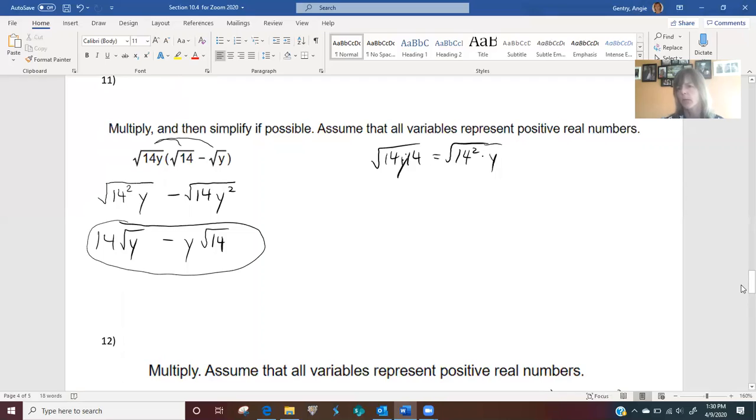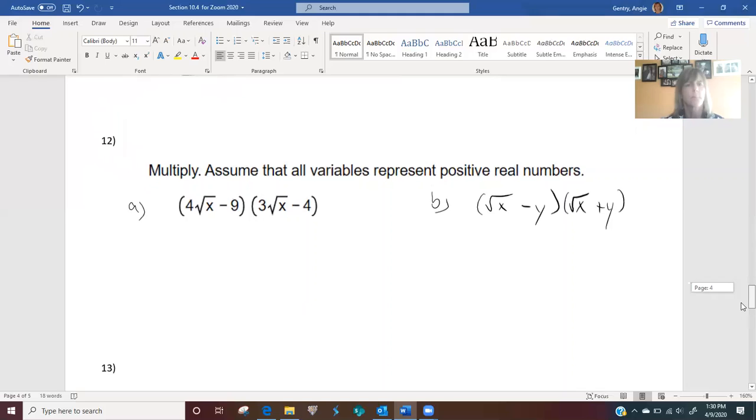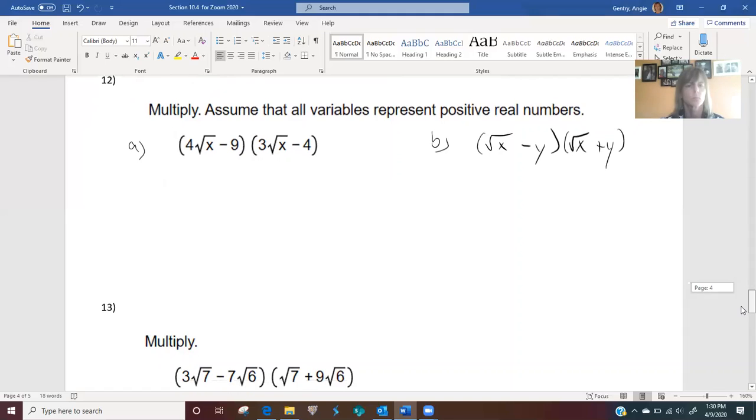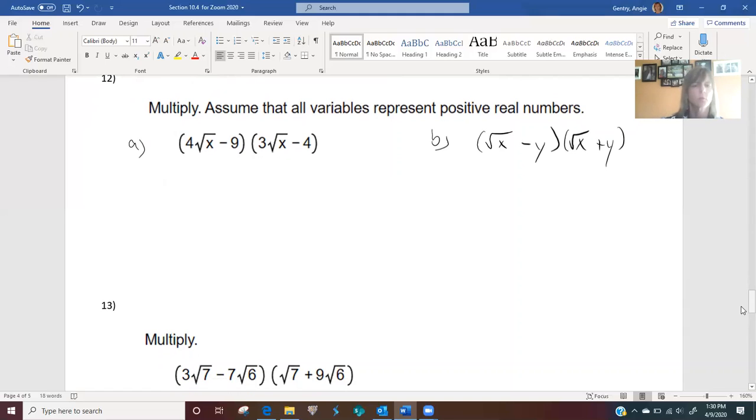Okay, and then I might not do them all, but we'll see what this looks like. Which one of these do I want? I guess I'll just work this one here first.